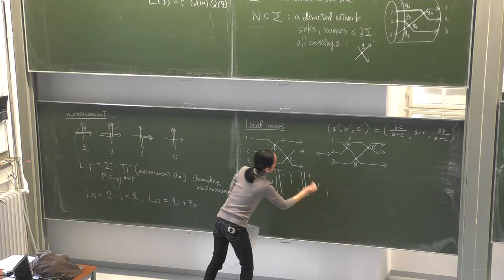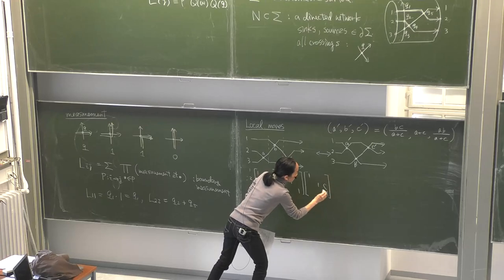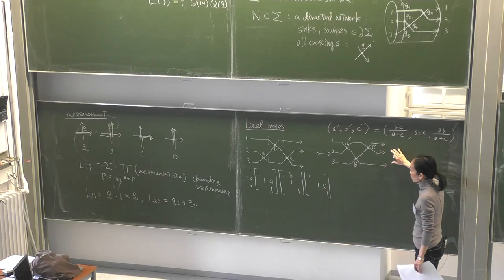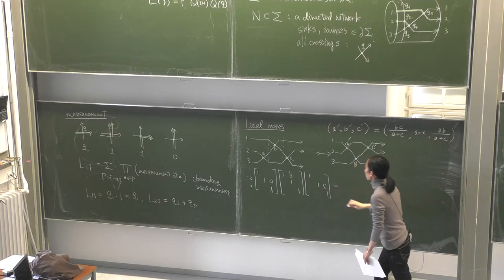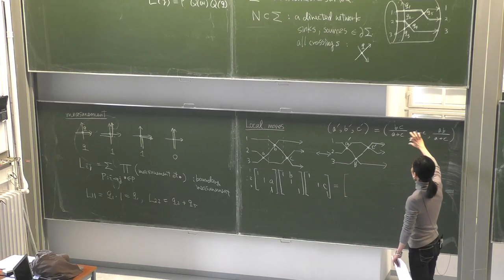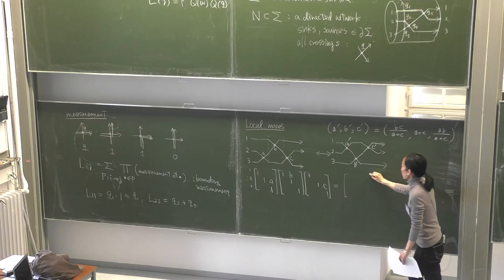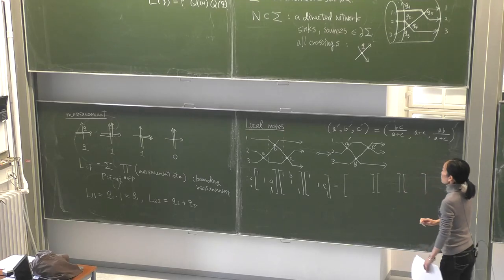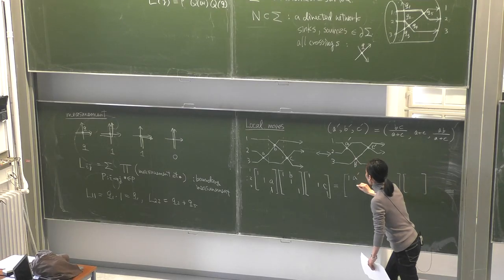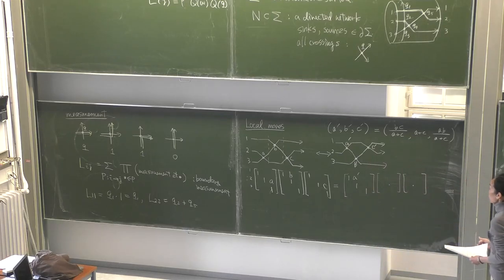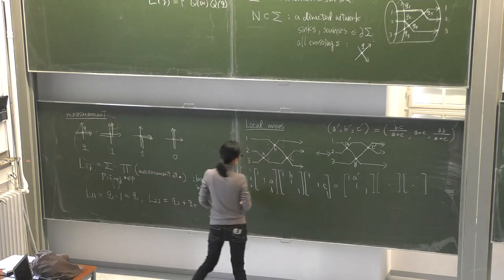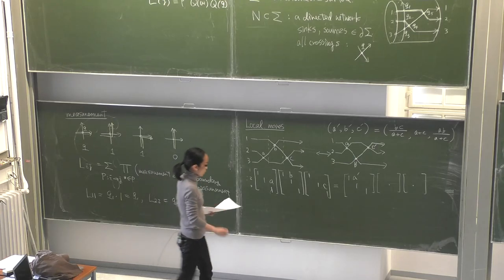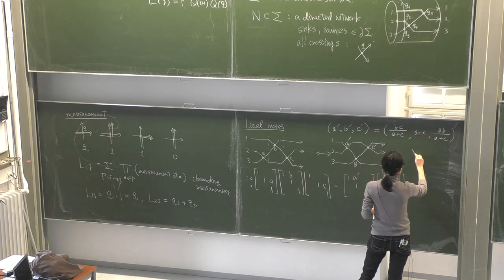And for the third crossing, we have it like this. If you write down the boundary measurement for the transformed one and substitute these variables, we have equality exactly like this. So this way of representing the measurement is very useful. This is the first local move, and we call it the Yang-Baxter move.